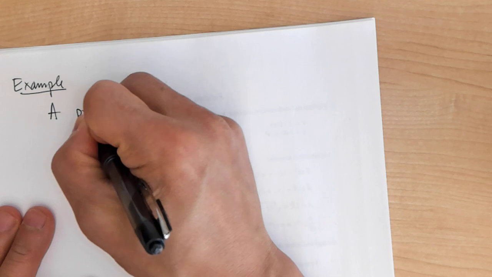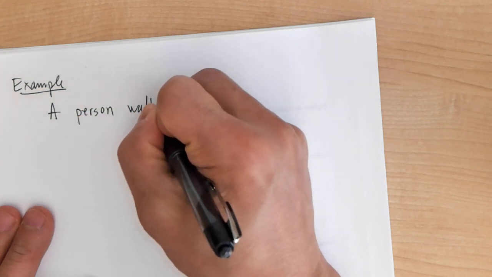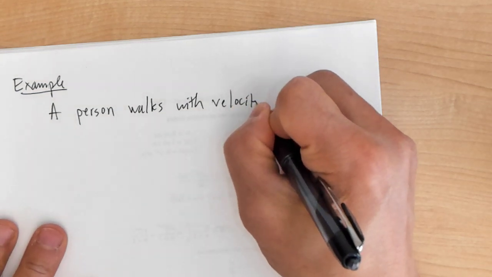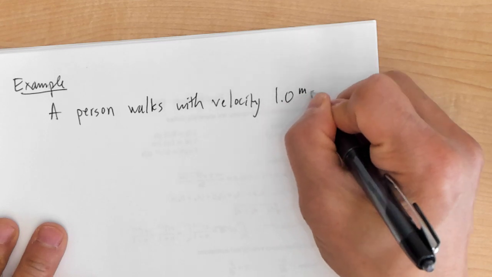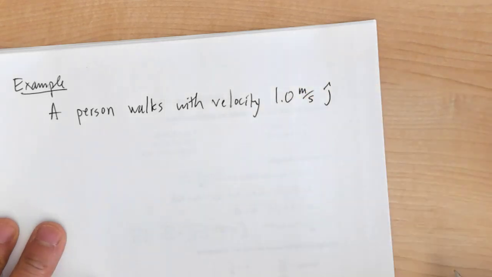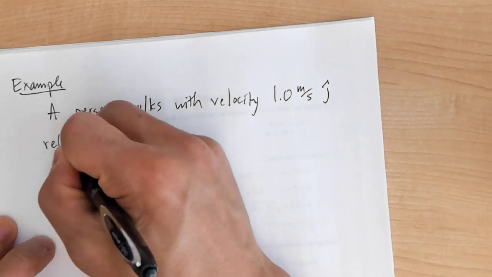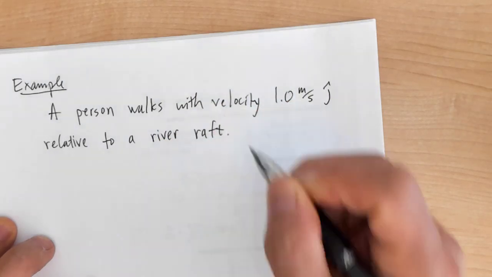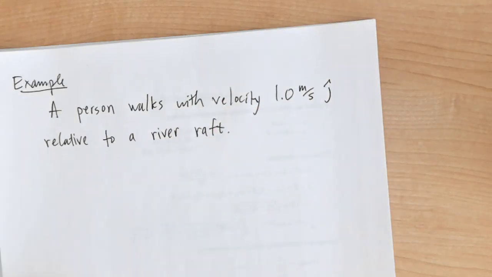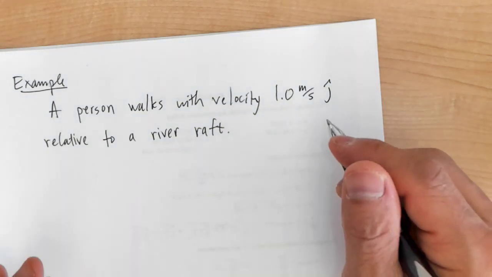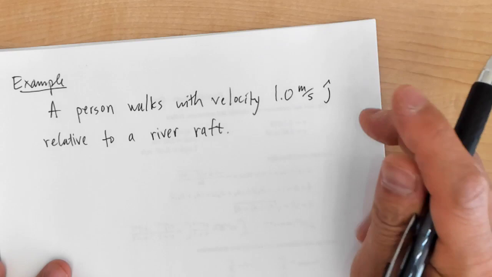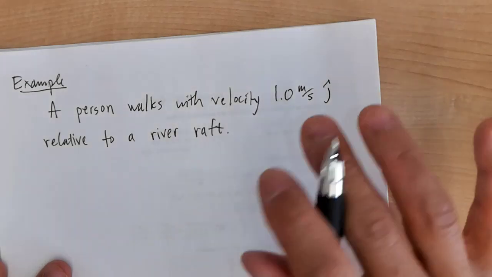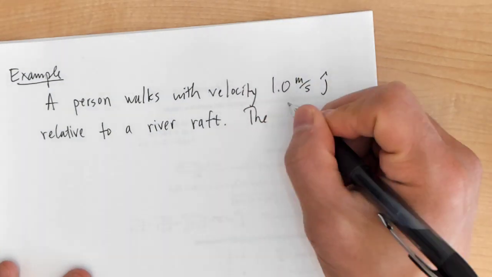Let's say a person walks with velocity 1.0 meters per second in the j-hat direction relative to a river raft. Okay, this is a person standing on a river raft, and the raft will be drifting, but the person's also walking with a velocity 1.0 meters per second j-hat relative to a river raft. I'm going to draw everything in a second. Let me just finish writing the problem.